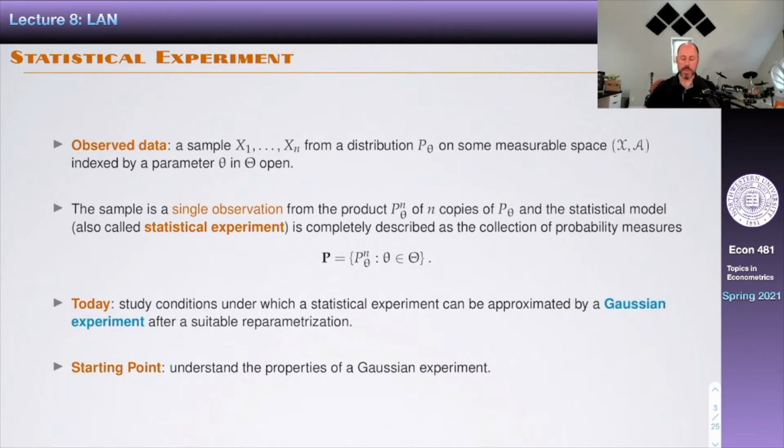After some suitable reparametrization. And so if this is the goal, what we're going to do at the end of the day is: give me a model, and I'm going to tell you whether the model or the experiment can be approximated by a Gaussian experiment. The starting point should be to understand how the log likelihood ratio of a Gaussian experiment looks. So we're going to do that next.